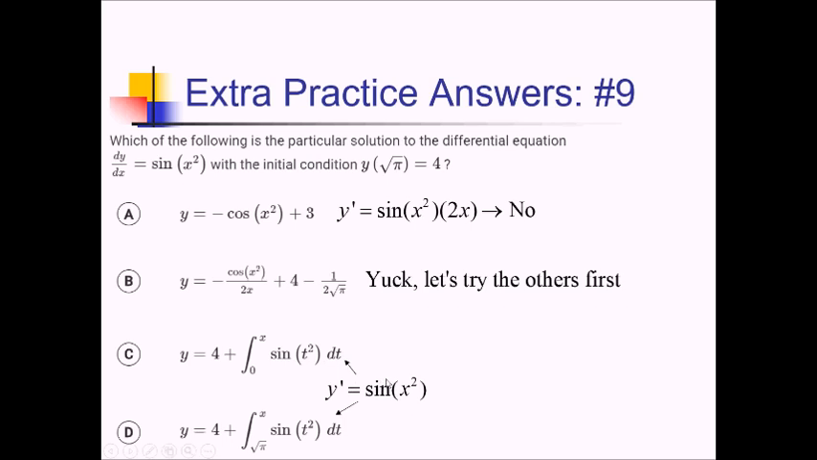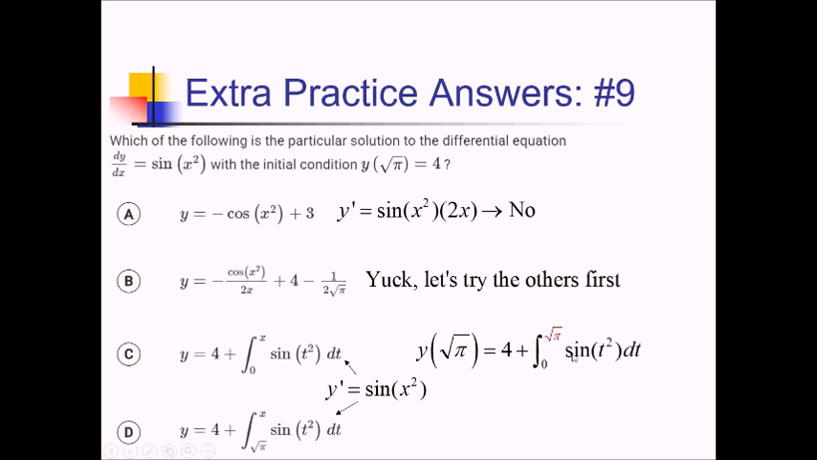Since we have something that matches for two different answers, we're going to go to the next option, which is plugging in the initial condition. So if I plug radical pi in, I should get an output of 4. Let me try that on this first one. So this would be 4 plus the integral from 0 to radical pi of sine of t squared dt.